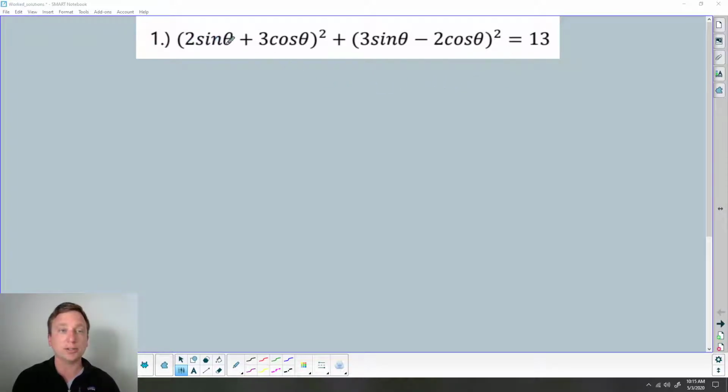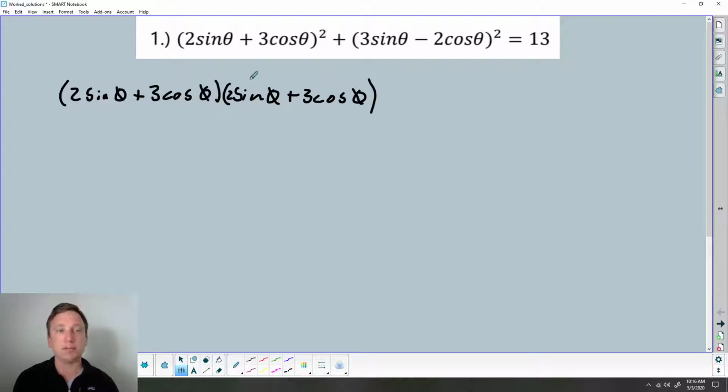So when we go through this, 2 sine theta plus 3 cosine theta squared is equivalent to 2 sine theta plus 3 cosine theta times itself. So if we write this out longhand, there should be a 2 there, 2 sine theta plus 3 cosine theta. So here's what we have. We multiply this out by distributing, so 2 times 2 is 4, and we have a sine squared theta when we multiply 2 sine theta by 2 sine theta. Now 2 times 3 is going to be a positive 6, and that's a sine theta times cosine theta.